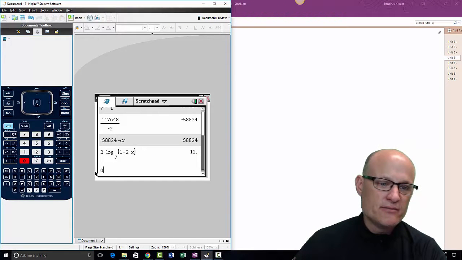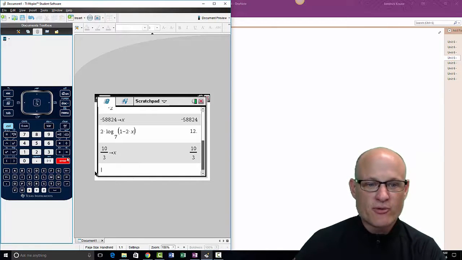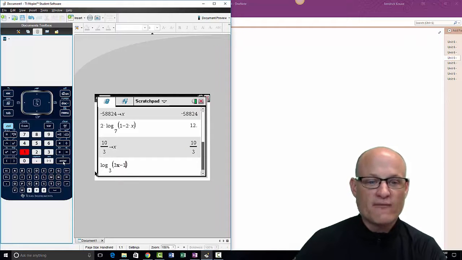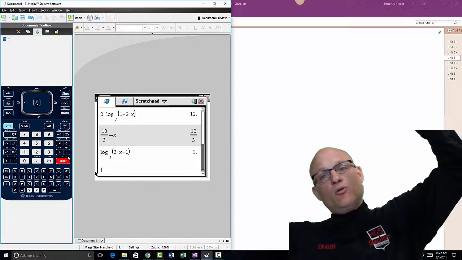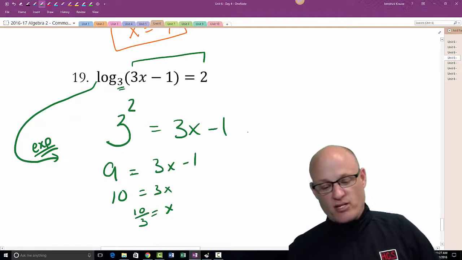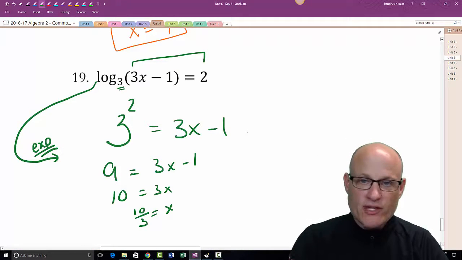So 10 divided by 3, Control var x. So 10 over 3 is x. And then we're going to type it in. Log base 3 of 3x minus 1. And I'm crossing my fingers it's a 2. Woo! All right, kids.